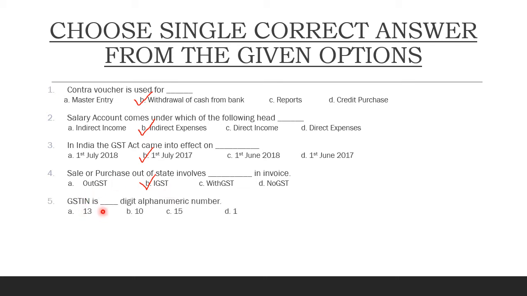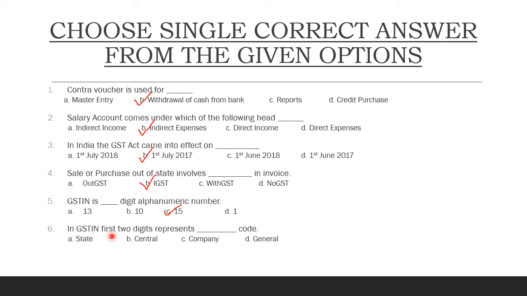GSTN is dash digit alphanumeric number. How many digits? कितना digit रहता है GSTN में? We have seen it. It is 15 digits, right? So GSTN is a 15 digit alphanumeric number. Next question.